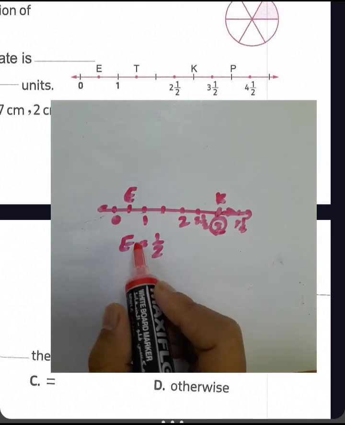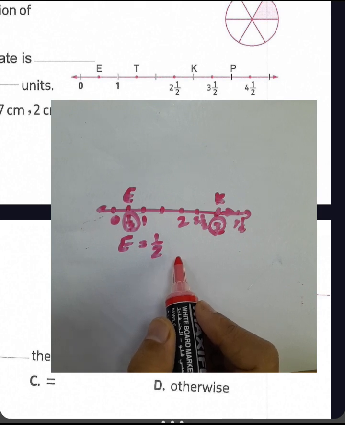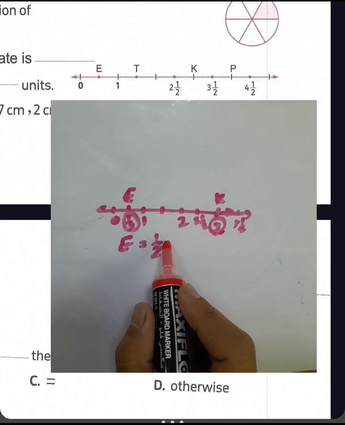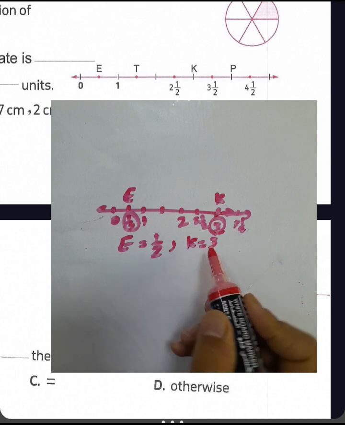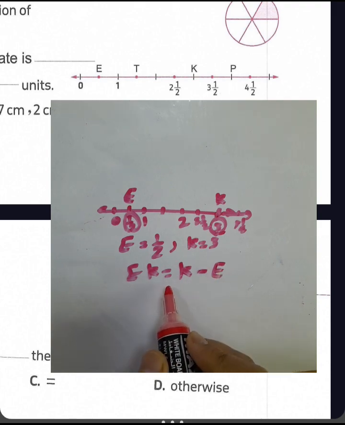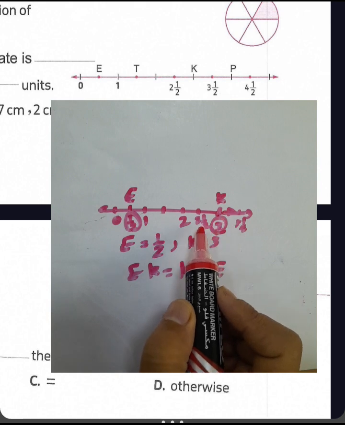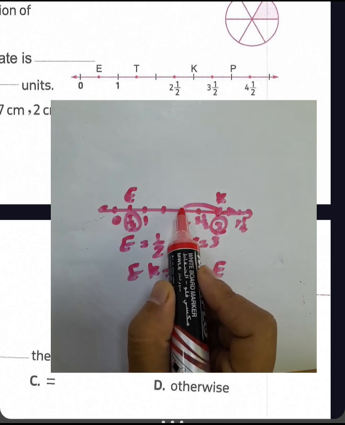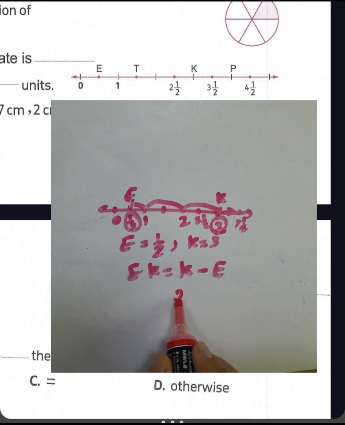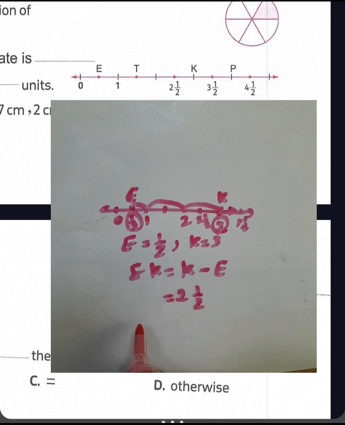Then we want to find the distance between e, which is half, and k, which equals 3. We can find the difference between them. k was 3, then the distance is k subtract e, or count the distance between them. We have here 1 and 2.5. The result will be 2.5, the distance between e and k. Or you can write 3 subtract half, then the distance between them will be 2.5.